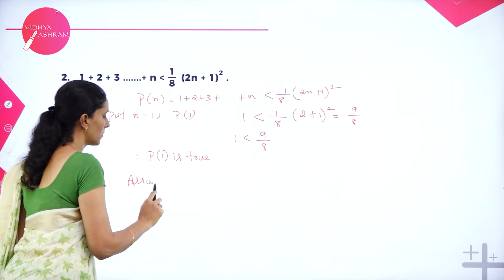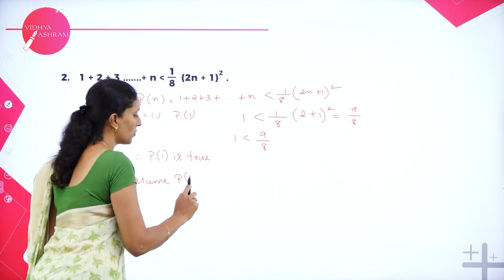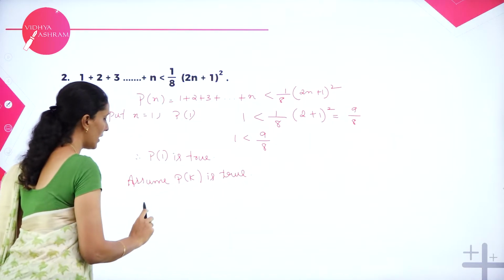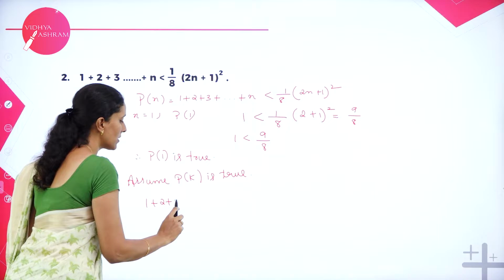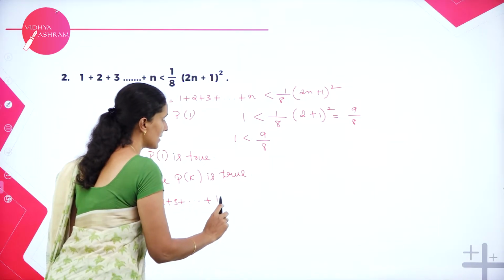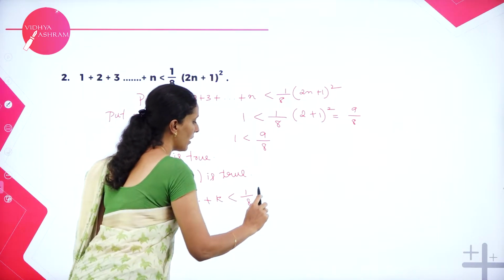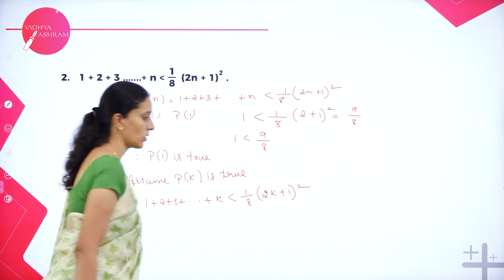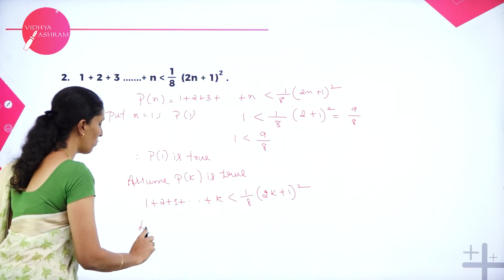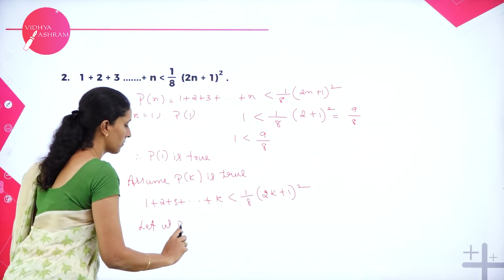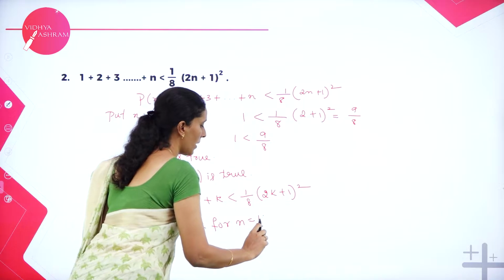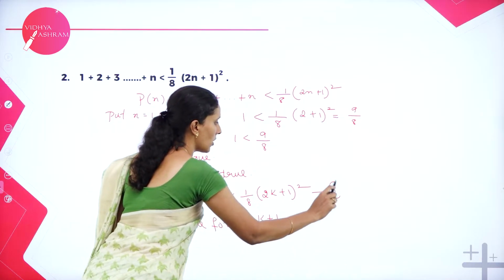Assume P(k) is true. So if P(k) is true, then 1 + 2 + 3 + etc. + k is less than 1/8 (2k + 1) whole squared. So let us prove for n equal to k + 1. Consider this as equation 1.